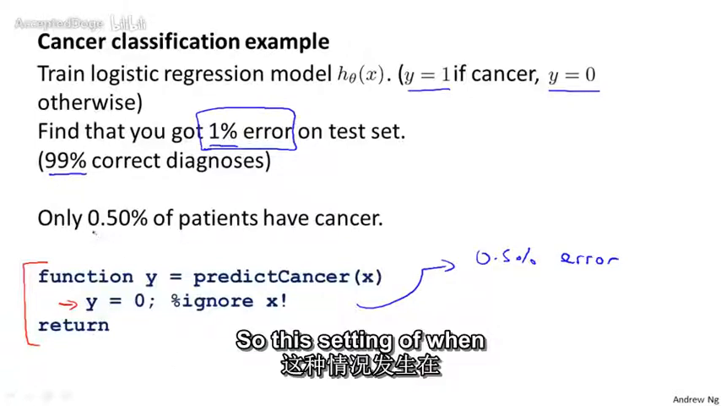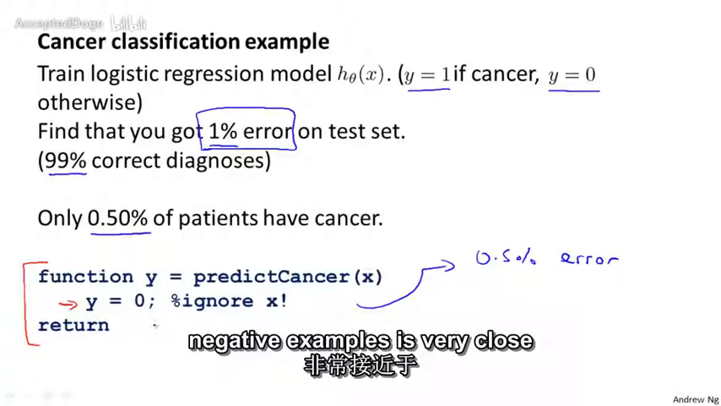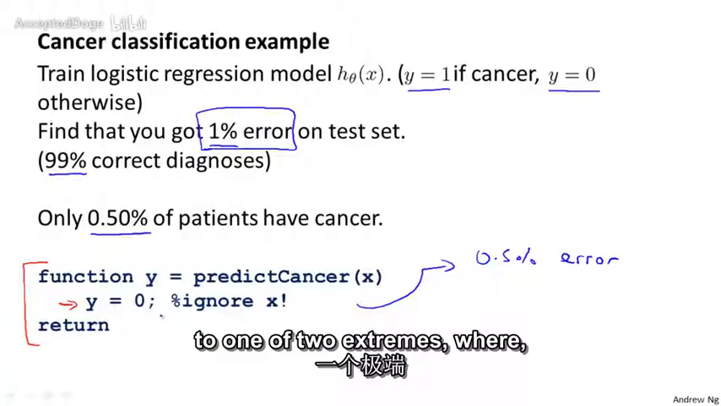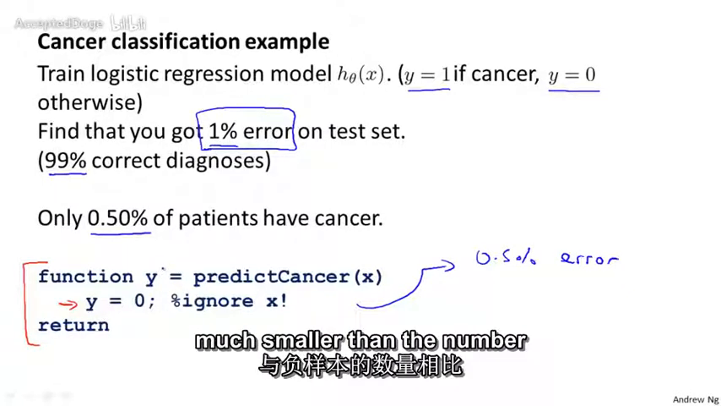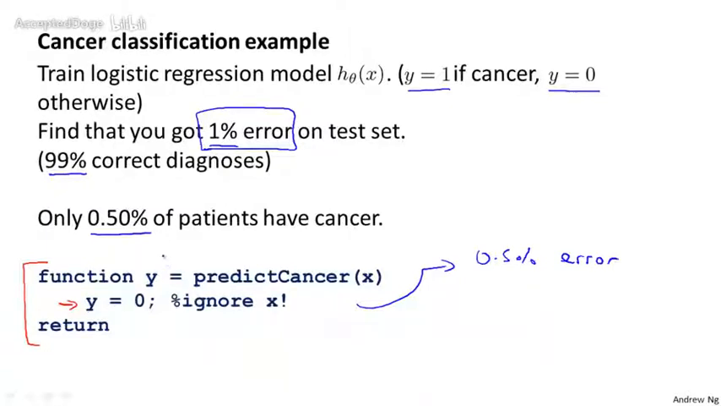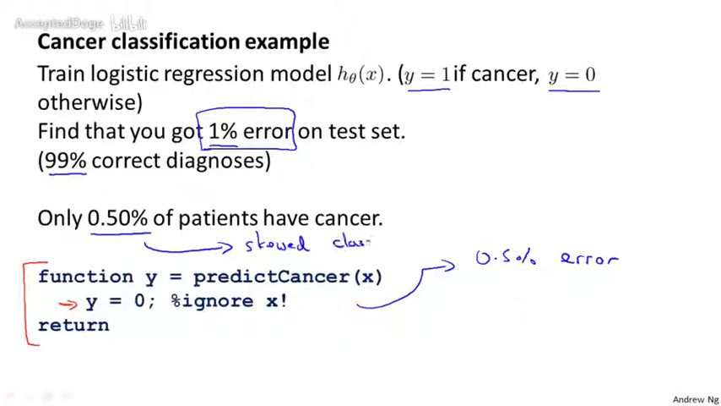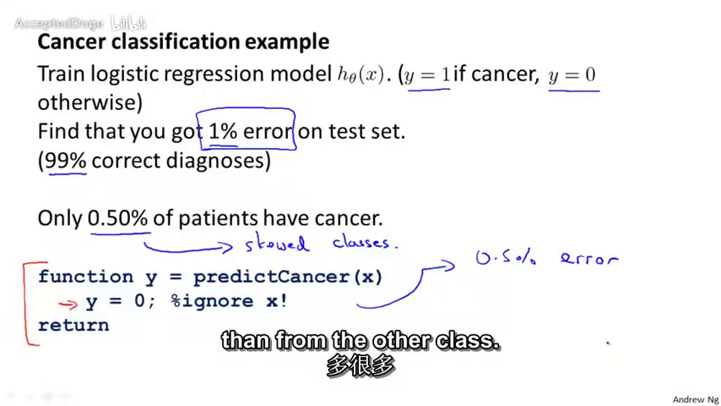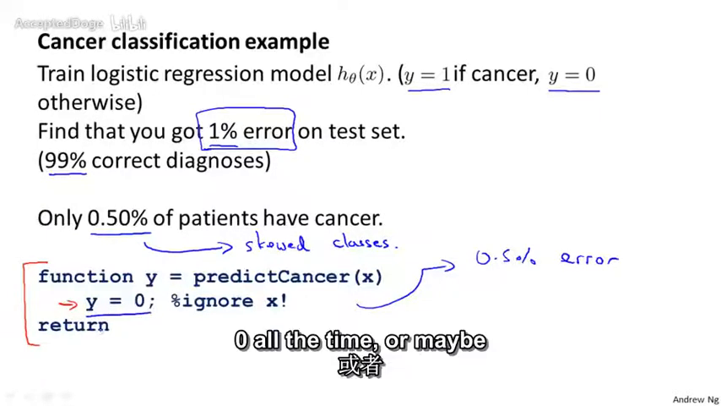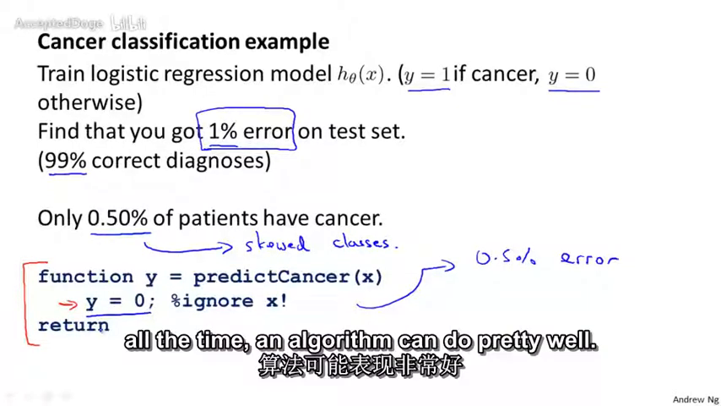So the setting of when the ratio of positive to negative examples is very close to one of the two extremes, where in this case the number of positive examples is much smaller than the number of negative examples because y equals 1 so rarely, is what we call the case of skewed classes, where we just have a lot more examples from one class than from the other class. And by just predicting y equals 0 all the time, or maybe by predicting y equals 1 all the time, an algorithm can do pretty well.